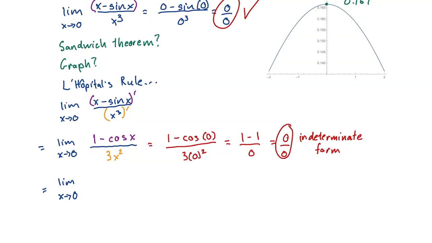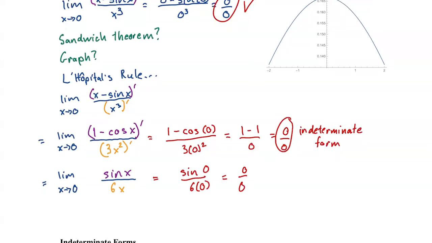What is the derivative of 1 minus cosine? Well, let me go ahead and just illustrate. I'm going to take the derivative of the top. This will just be sine of x. And now let's take the derivative of the denominator. Let's take the derivative of this, and we see that we have 6x. All right, guess what? Let's try and plug in 0. Sine of 0 over 6 times 0 is equal to 0 over 0. Again, that's indeterminate.